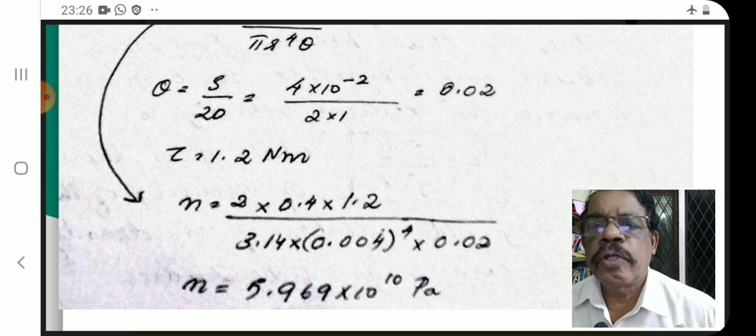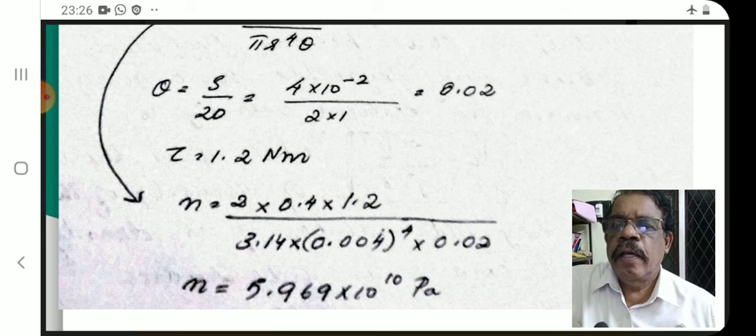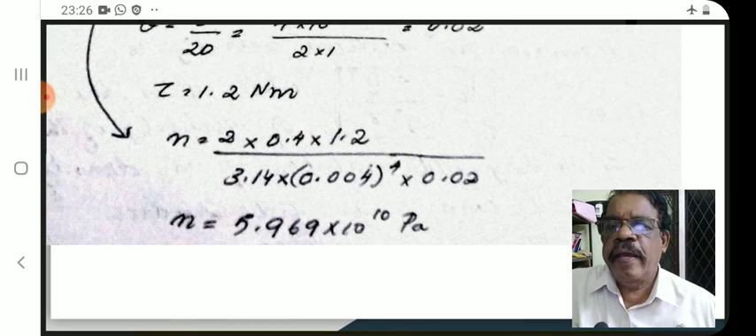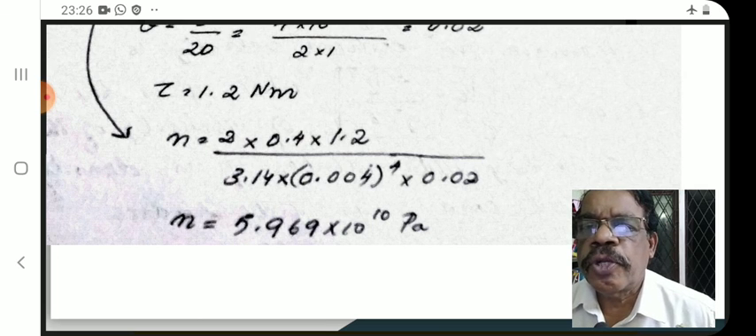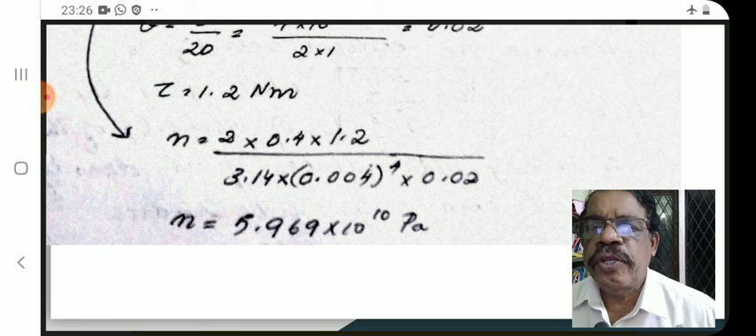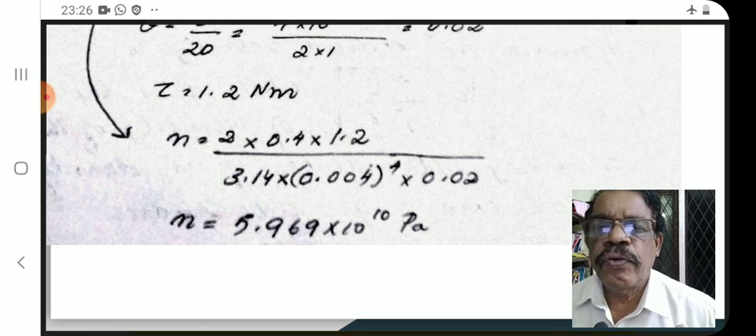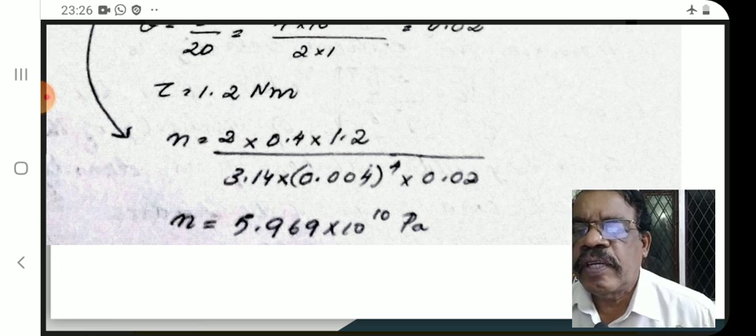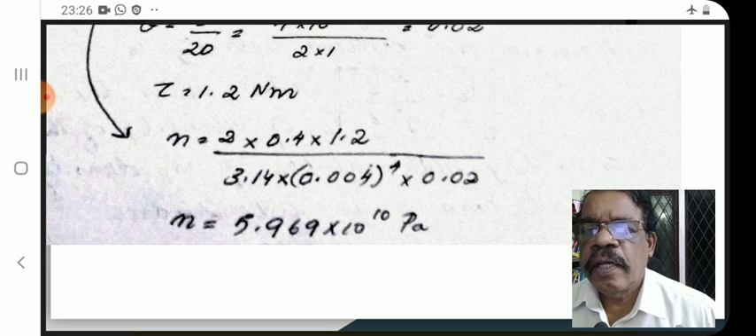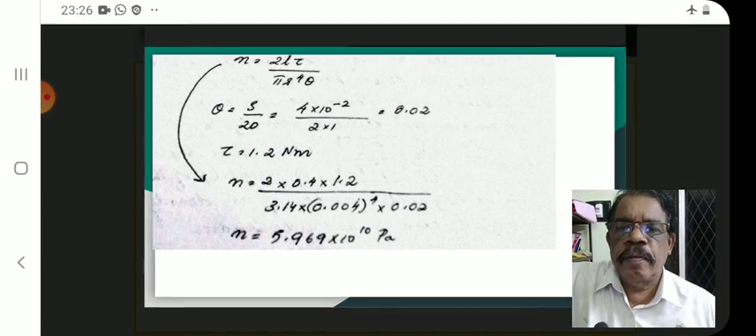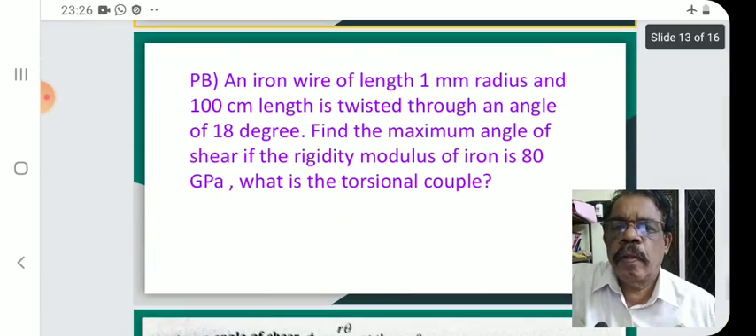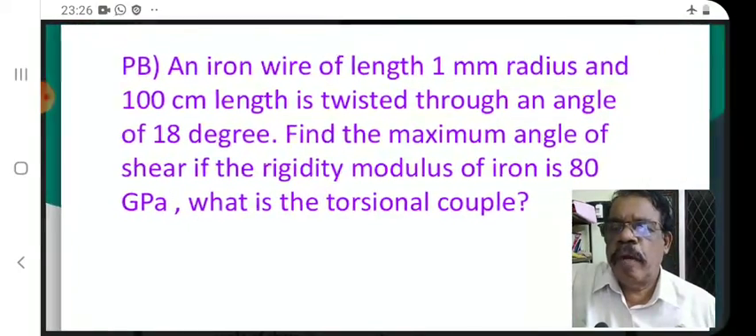4 × 10⁻² is equal to 0.02, tau is 1.2 Newton meter. Therefore, we apply the above formula. N is equal to 2 × 0.4 × 1.2 / 3.14 × 0.004 / 0.02, which we get as 5.969 × 10⁻¹⁰ Pascal. Next problem.